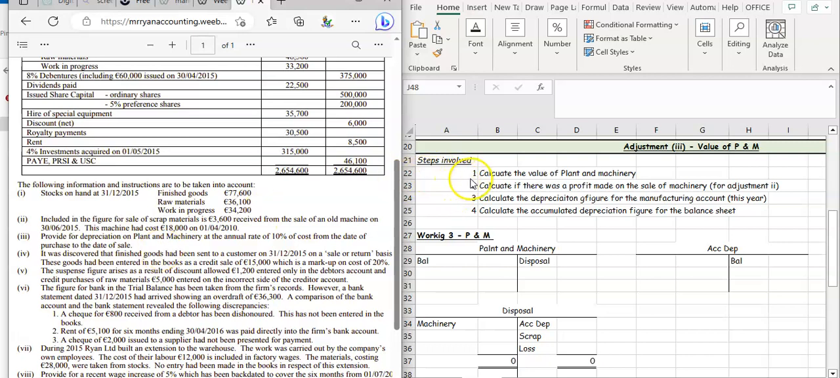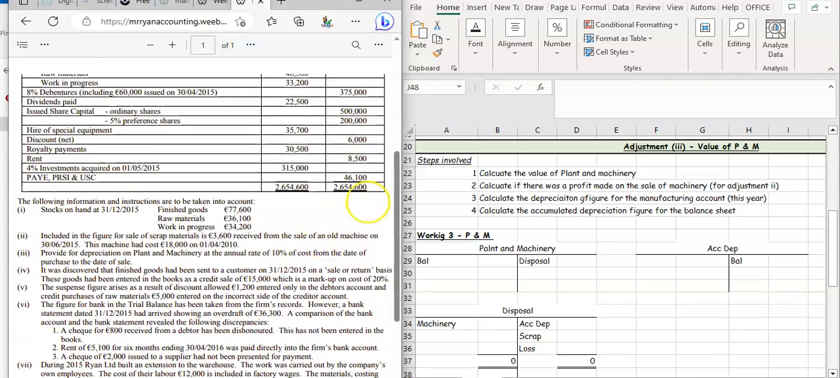So 4 steps to this. Number 1, you're going to calculate the value of the plant and machinery, so you're going to take the 18,000 away from our opening balance. We're going to calculate the depreciation figure for the manufacturing account, that's this year's figure. Then we're going to calculate the accumulated depreciation for the balance sheet. And then we're going to find out whether we made a profit or loss on the sale of the machinery. Remember, we received 3,600 for the sale of an old machinery.